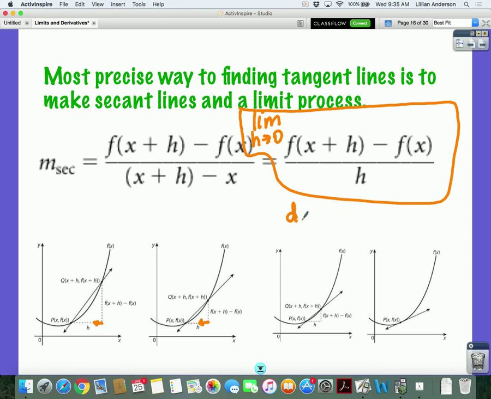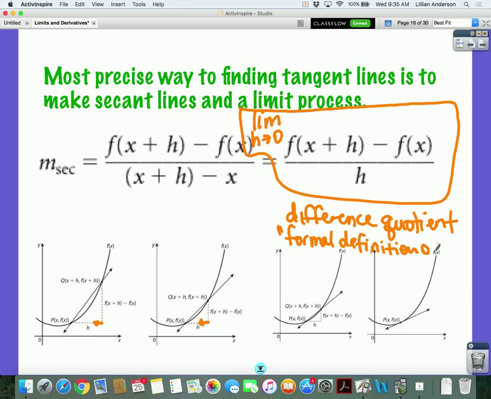Now this is known as the difference quotient. And it is also known as the formal definition of a derivative.